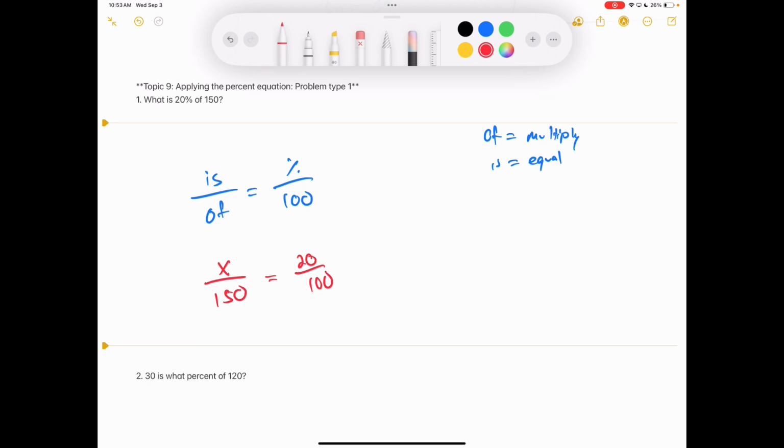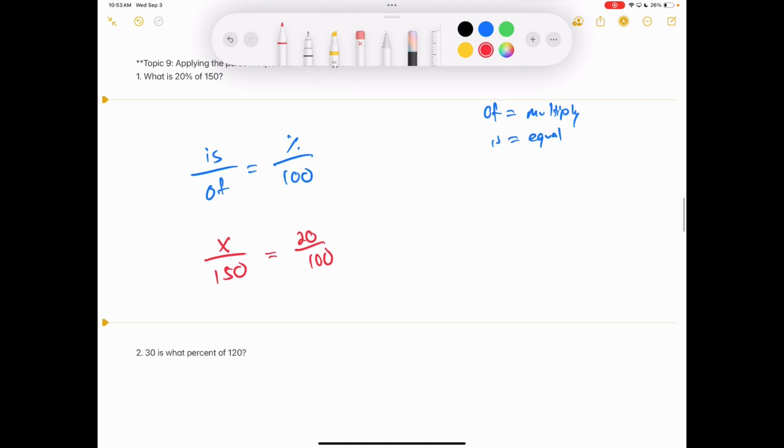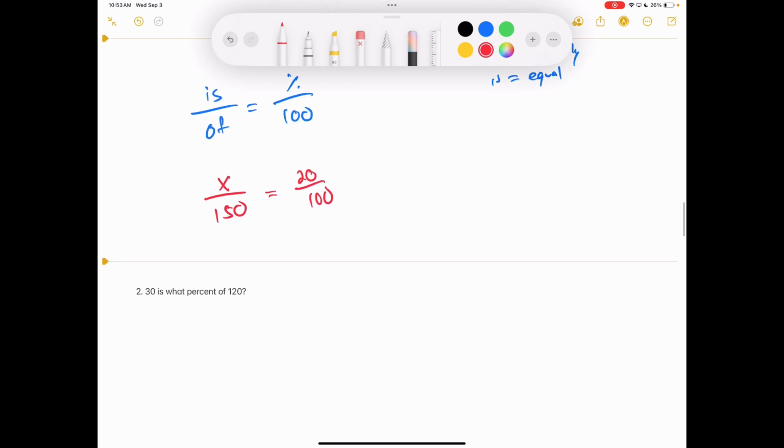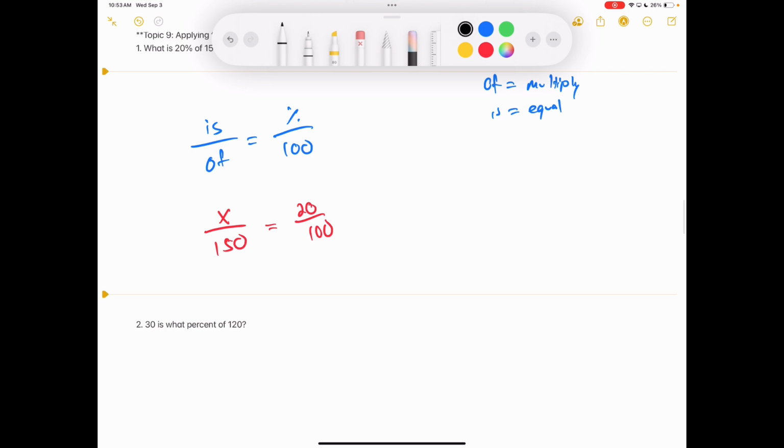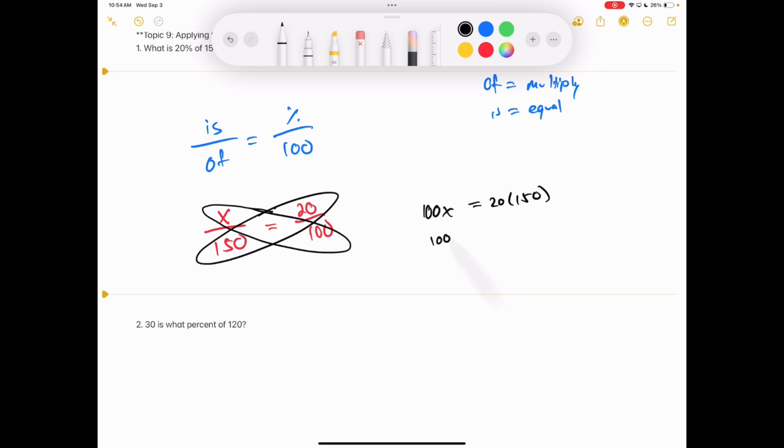Checking my answer real quick. Yeah, that'll work. All right, so to cross multiply or to solve these, you do x times 100, which would be 100x, and then 20 times 150. Okay, so you have 100x equals 3,000, divide by 100, and x equals 30. So it is 30.